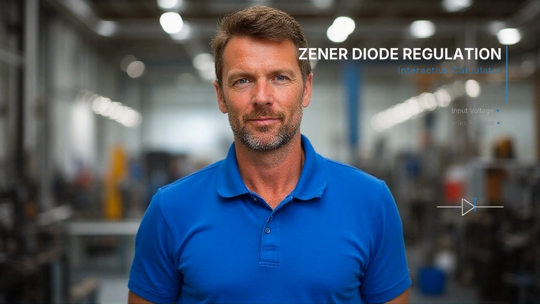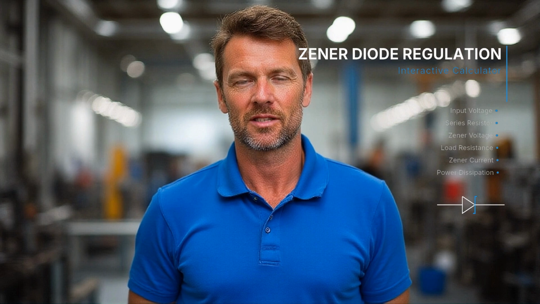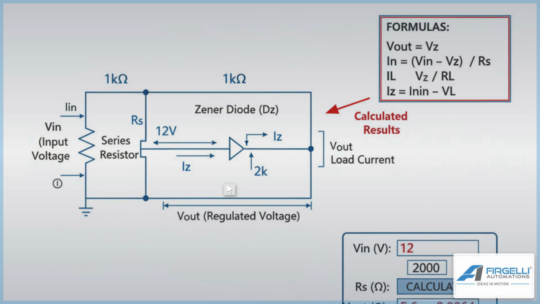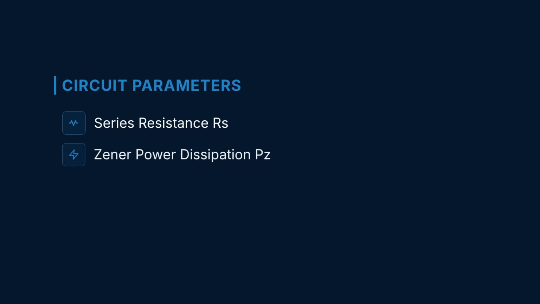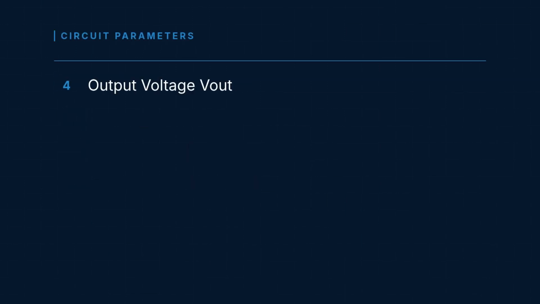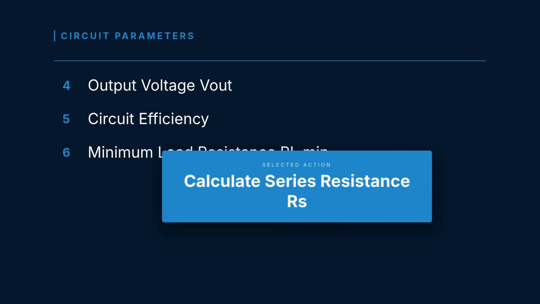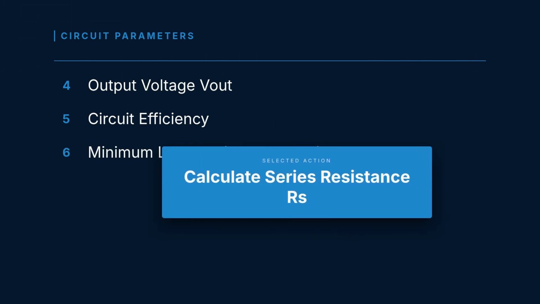This is the Zener Diode Regulation Interactive Calculator, which solves for 6 different parameters in voltage regulator circuits using Zener diodes. Let's look at the input fields. First, select your calculation mode from the drop-down menu. You can calculate series resistance Rs, Zener power dissipation PZ, maximum load current IL, output voltage VOUT, circuit efficiency, or minimum load resistance RL-min. For this demo, I'll select Calculate Series Resistance Rs.